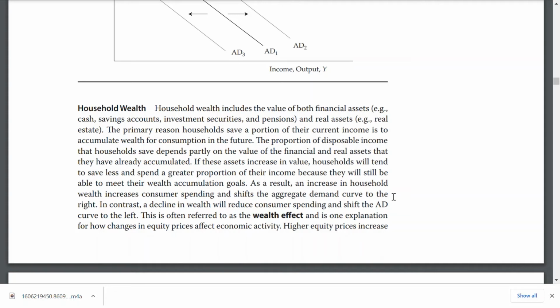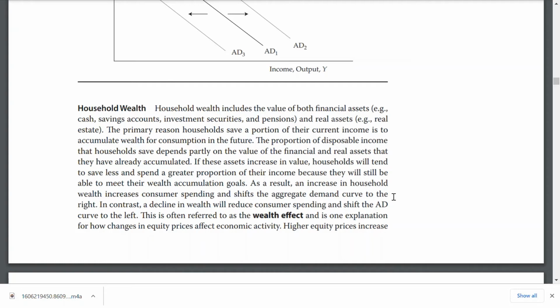If these assets increase in value, households will tend to save less and spend a greater proportion of their income because they still will be able to meet their wealth accumulation goals. As a result, an increase in household wealth increases consumer spending and shifts the aggregate demand curve to the right, from AD1 to AD2. In contrast, a decline in wealth will reduce consumer spending and shift the AD curve to the left.